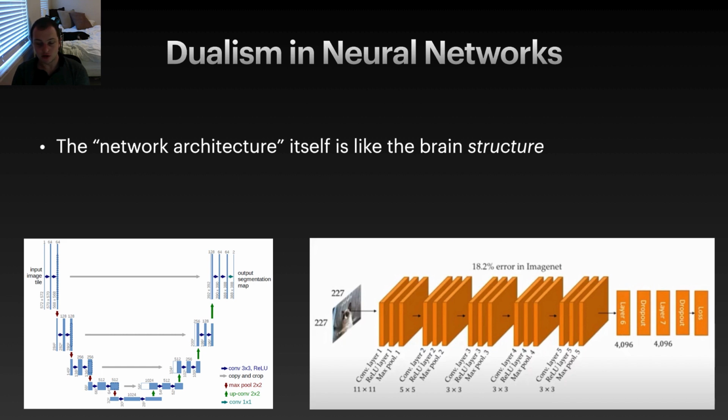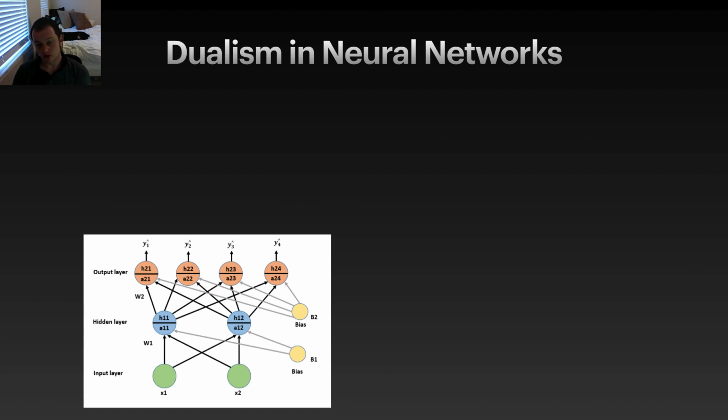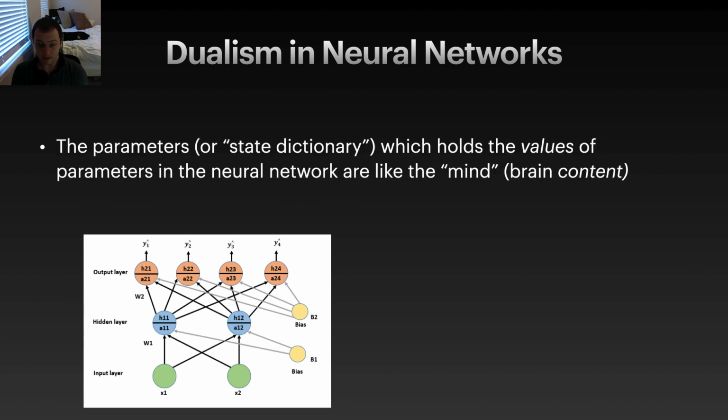If you look at these, these are two different types of networks, and those numbers determine the width of each layer in a certain case. You can construct these in a lot of different ways, and you can consider these different architectures almost like different bodies or heads or brains that have different structures or different ways of connecting the neurons together. Likewise, you also have the parameters of the neural network, which are kind of like the mind. So this is the actual value of the weights and the biases at each layer.